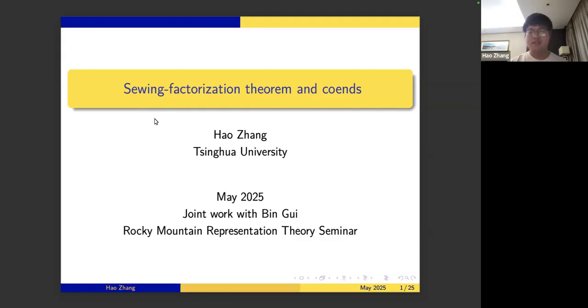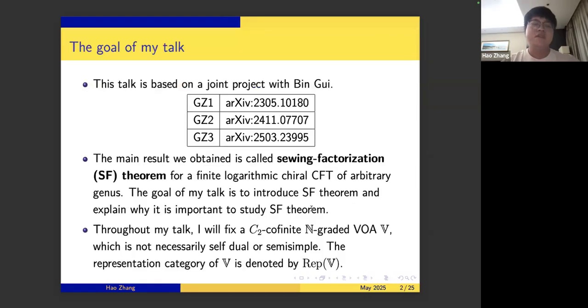Okay, so before I get into details, I will briefly introduce the goal of my talk. The goal of my talk is to introduce a series of papers based on a joint project with Bingui. As you can see, there are arXiv numbers here, and I will call them GZ1, GZ2, and GZ3. The main result of these three papers is called the sewing and factorization theorem, or SF theorem for simplicity. We obtain an SF theorem for a finite logarithmic chiral CFT of arbitrary genus. The goal of my talk today is to introduce what the SF theorem is and explain why it is important to study it.